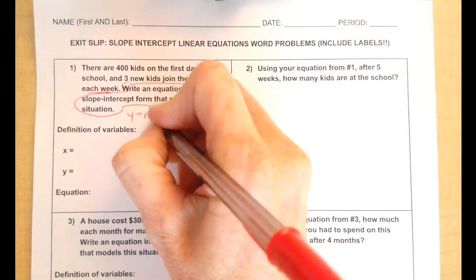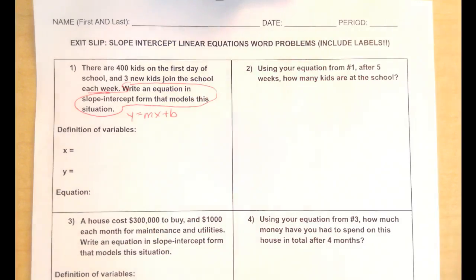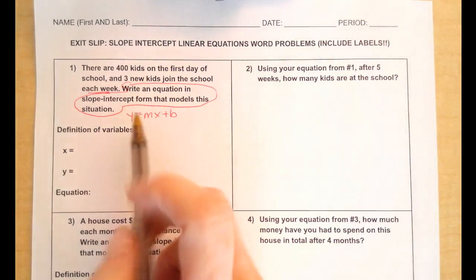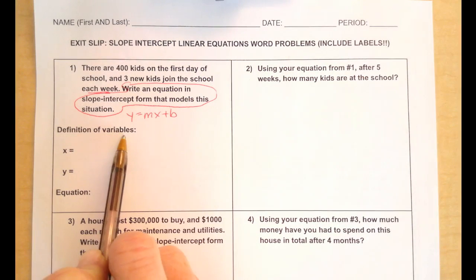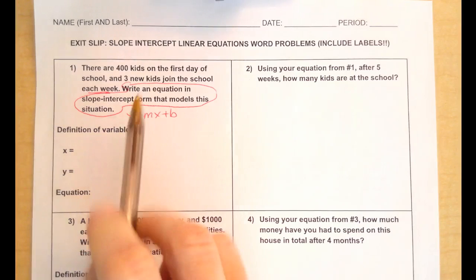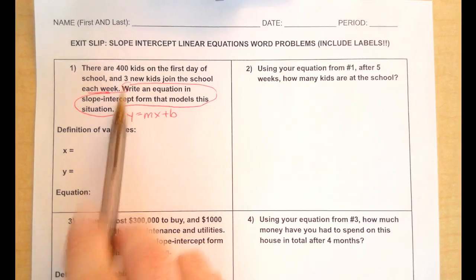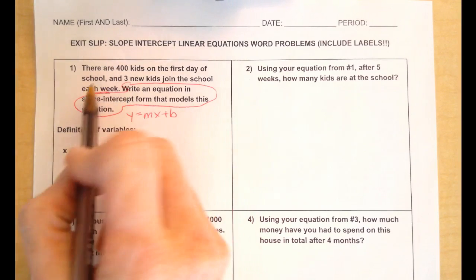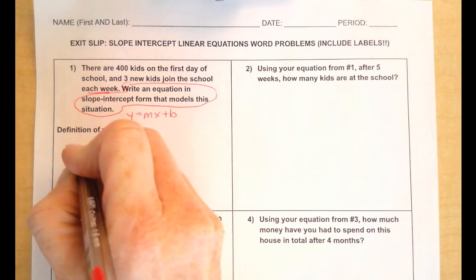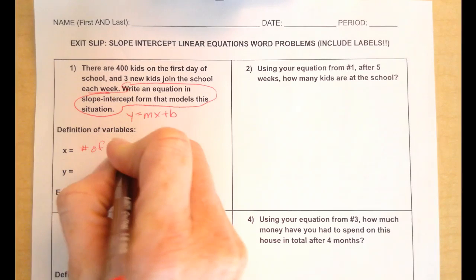So I know I need to end up with something that looks like this, okay? So they asked me to define the variables. This is where I see some people having difficulty. X is not 3 or 3 new kids. I'll come back to that. X is actually how many weeks we're talking about, the number of weeks.